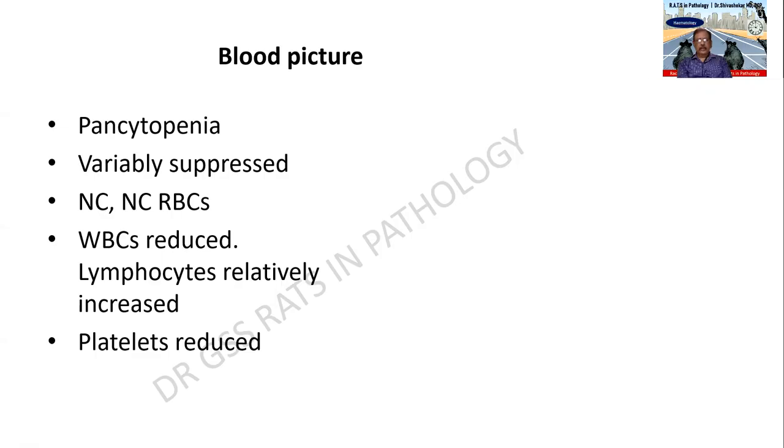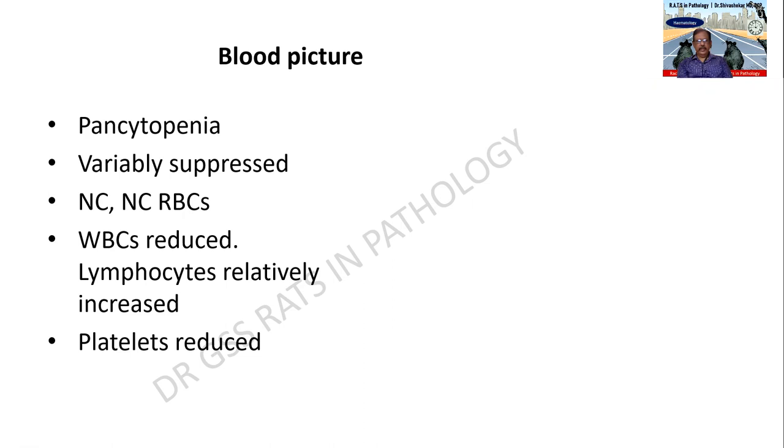And I have always told you students, there are certain parameters which are very important in hematology. One is the blood picture, two the bone marrow. Three will be the other investigations. Now let us go to the blood picture in a case of aplastic anemia.